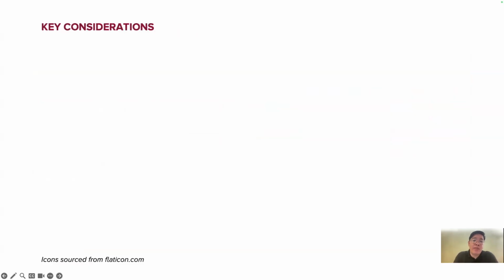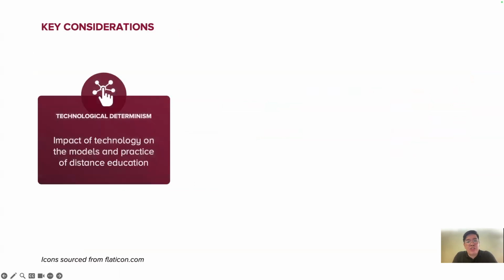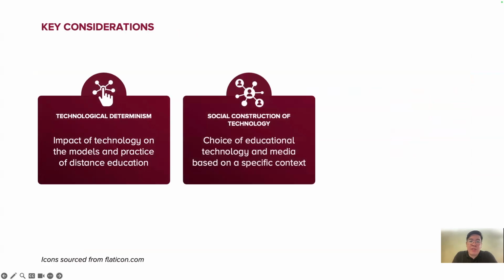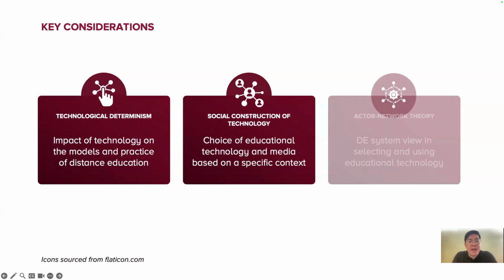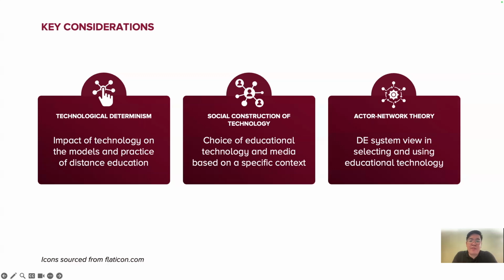As we learn more about them, consider how each technology shapes the models and practice of DE, how specific contexts determine the choice of technologies and media in DE courses and programs, and how each DE subsystem supports the effective selection and use of technology to deliver the best possible outcome within its context.